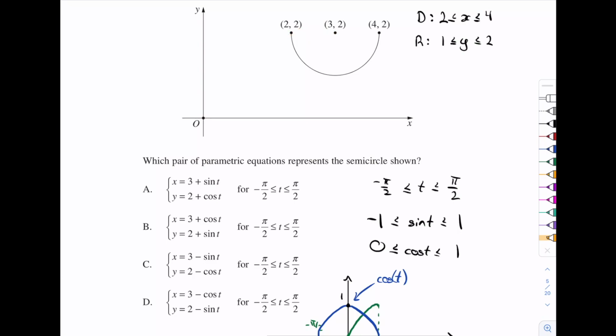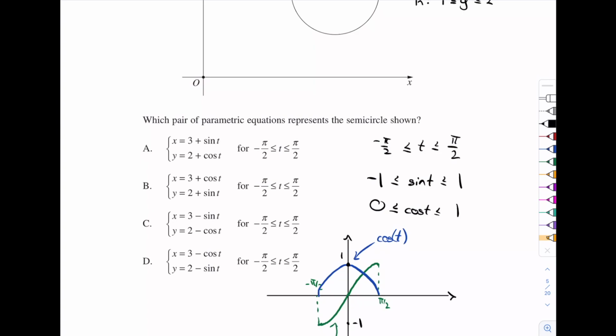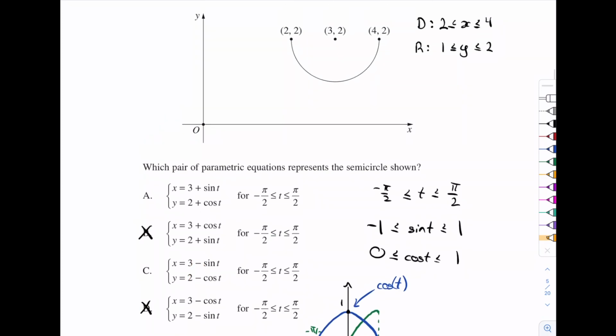So that tells me that sine needs to be in my x parametric equation, which means I'm going to eliminate options B and D. So now the question is, how do I determine if it's adding on sine and cos or subtracting off sine and cos? And to do that, I'm going to consider the range. So the range is running between 1 and 2.